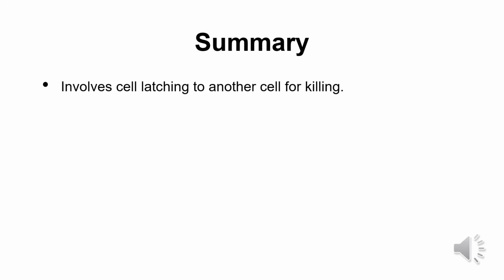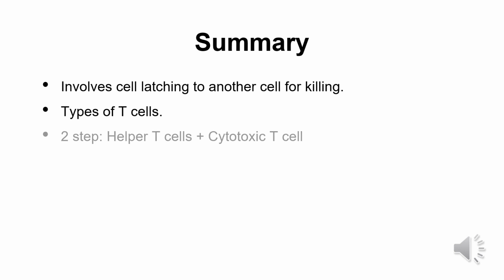To sum up, cell-mediated immunity is called so due to the action of the T cells that latch onto infected cells in order to kill them. We have seen the cells that are responsible in this system, mainly the helper T cells and the cytotoxic T cells. By now, you should be able to differentiate between the two. We have also gone through the activation pathway of the T cells, which begins with the activation of helper T cells and then leads to the activation of cytotoxic T cells for killing.